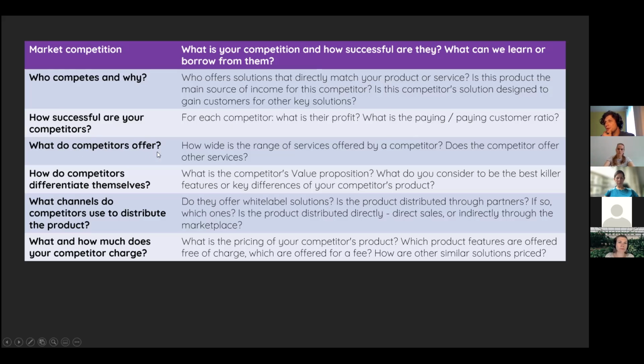What do competitors offer? This is another question. How wide is the range of the services offered by a competitor?